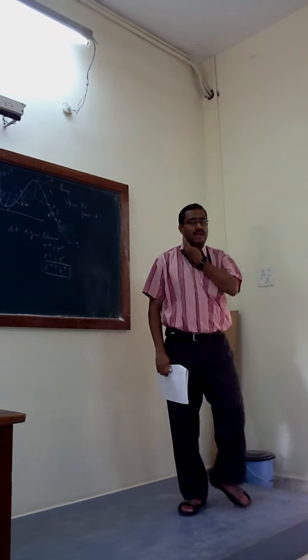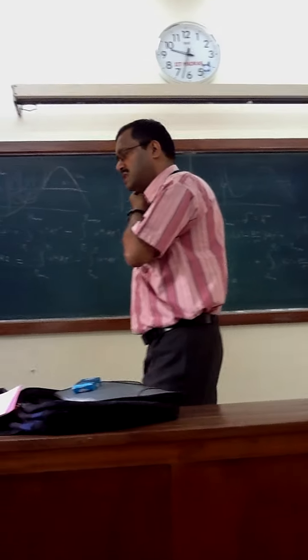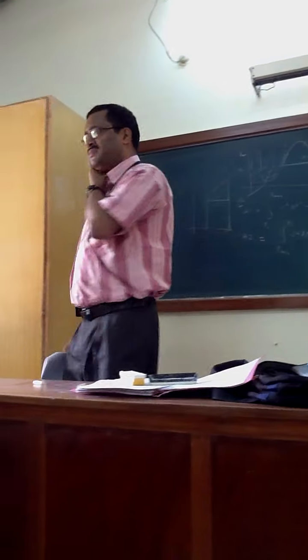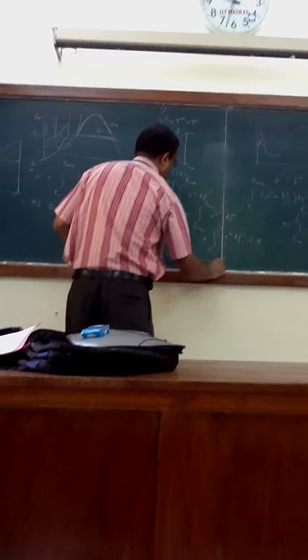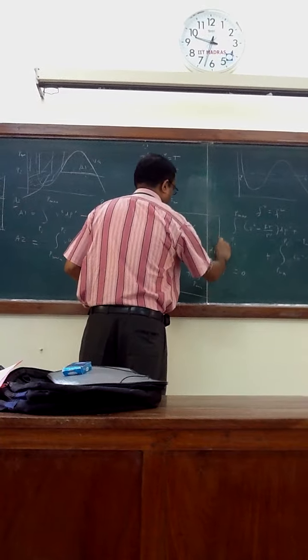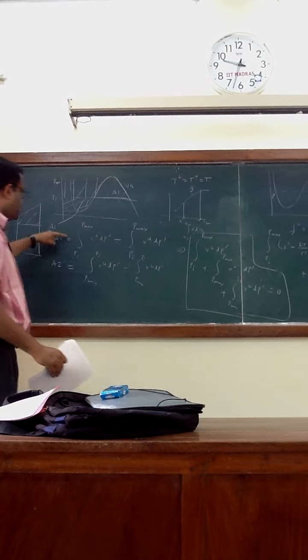All will get cancelled. ln(a/b) is ln a minus ln b. If you apply that, you can see all will be getting cancelled. So you are left with this expression. The question is, from here, can you prove this rule?